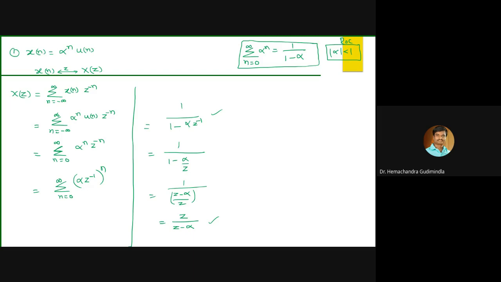So now what is the alpha here? Alpha into z inverse should be less than 1. That means mod alpha by z should be less than 1. So mod alpha should be less than mod z. Otherwise you can write mod z should be greater than mod alpha. So this is the ROC. This is very, very important. What is the Z transform and ROC for the given signal x of n equals alpha power n u of n? What is the ROC? Mod z should be greater than mod alpha.